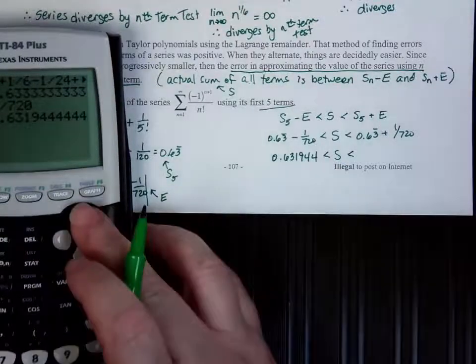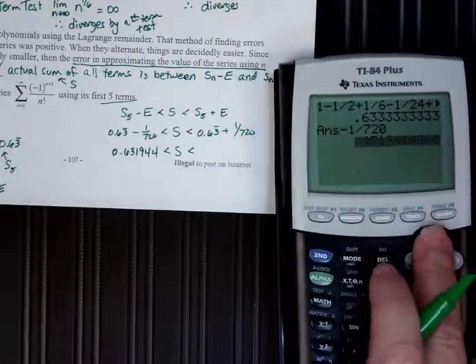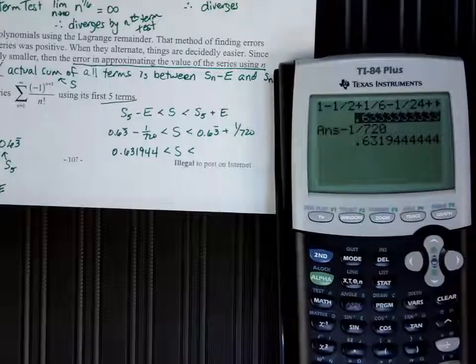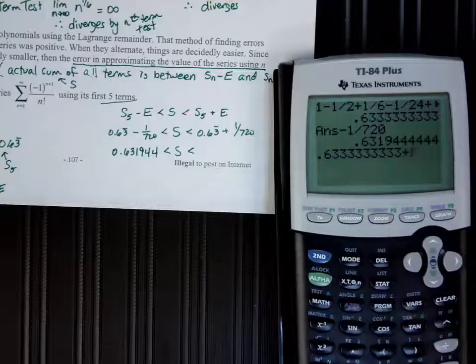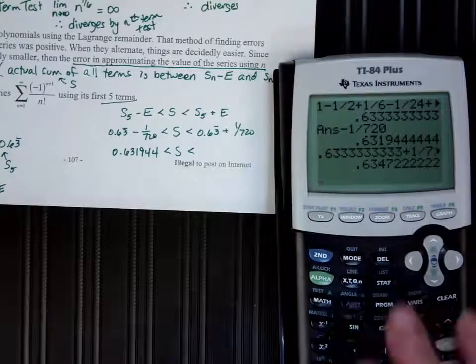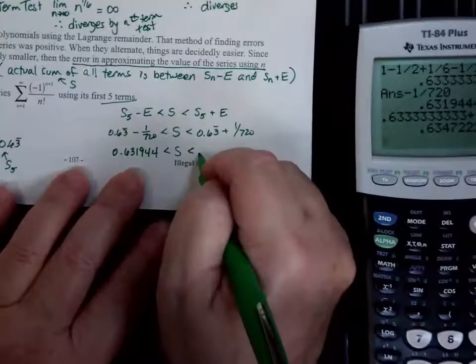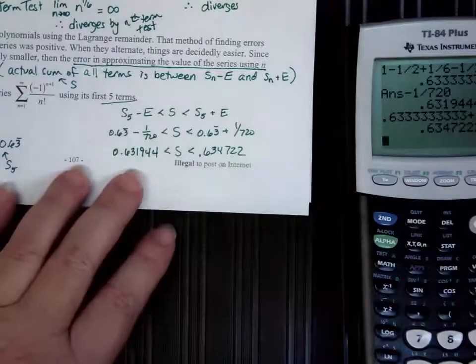and now I think I've shown you this, but I'm going to show you one more time. If you haven't done this before, I want that 0.63 with all its decimals, so I'm going to up arrow, capture it, and then I'm going to add 1 over 720, so you can get all those decimals. So you get 0.634722. Forgot my 0 on the front. Okay.